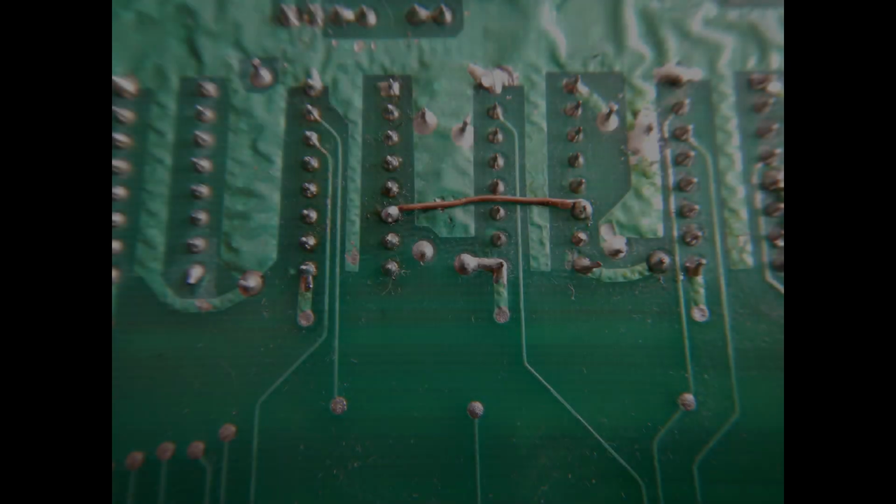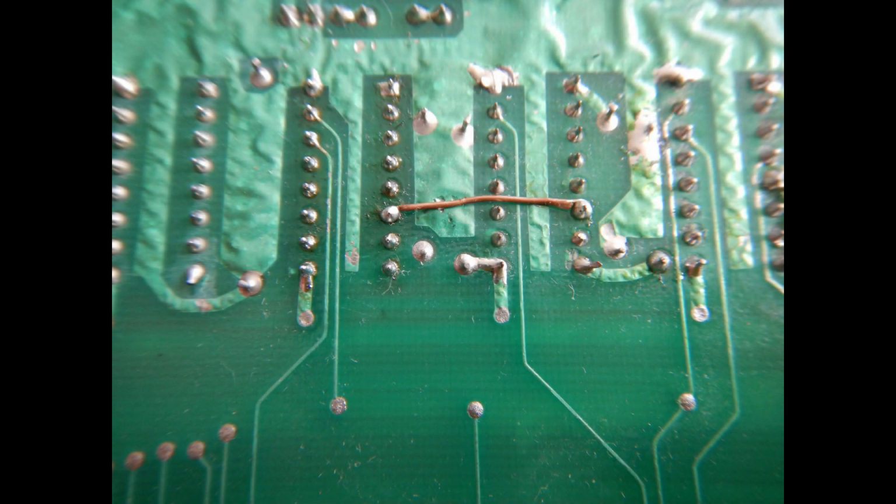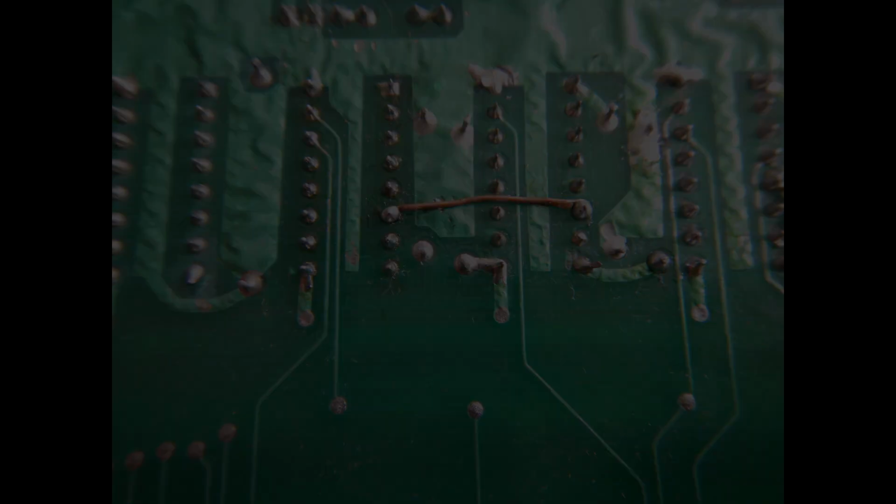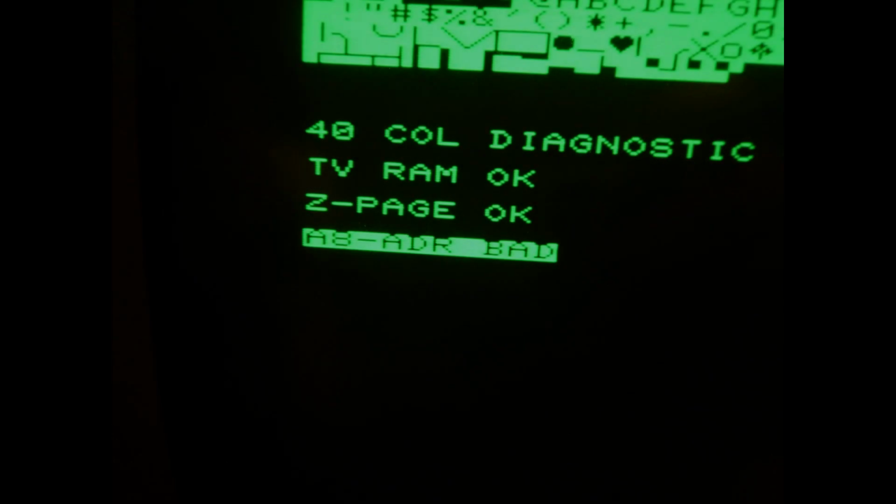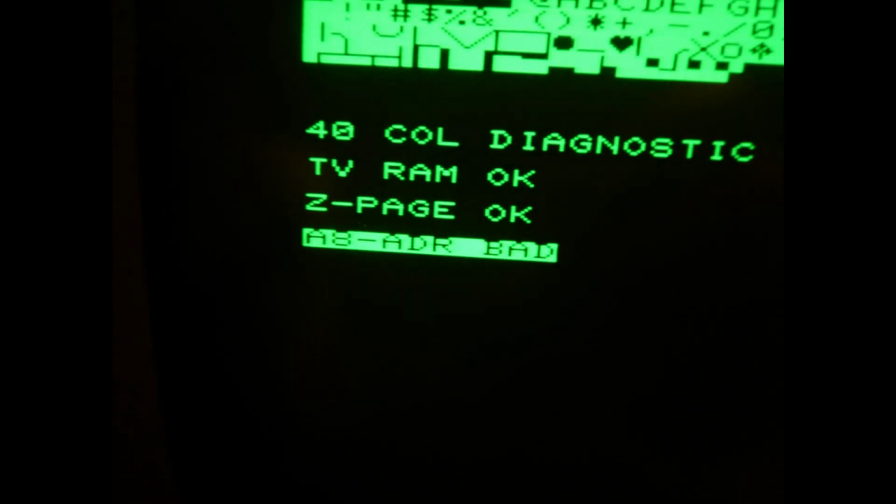So this was probably a marginal connection that didn't show as missing during the first check. In any case, I've added another jumper to restore the continuity. However, this didn't yet fix this PET. Always address 8 bad, and this time I'm sure that every RAM IC is getting the address 8 line. I think I'll try again with the dynamic RAM tester, just out of desperation.